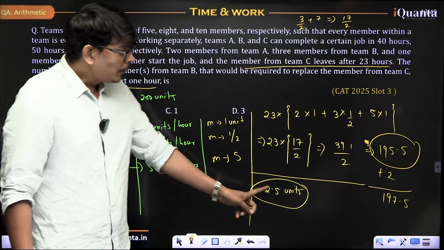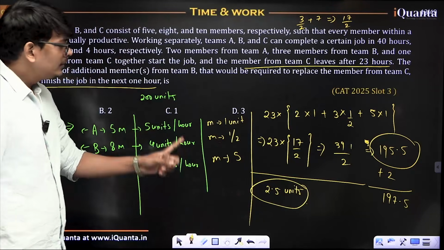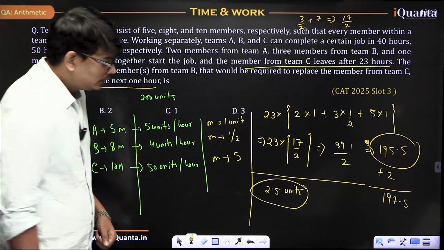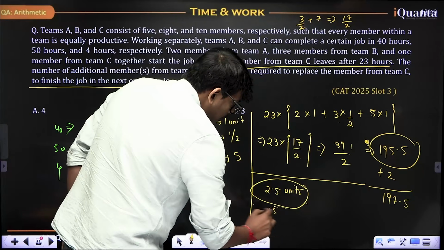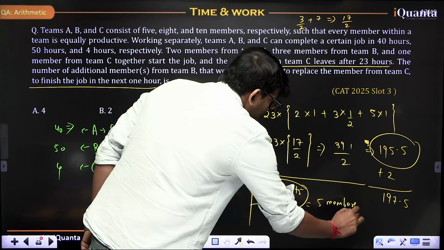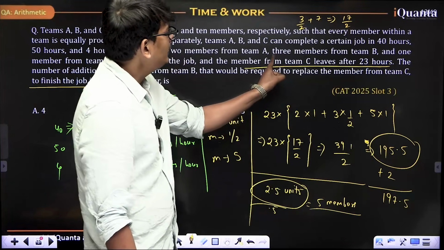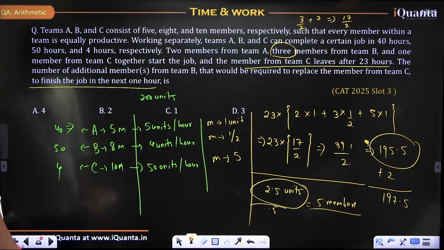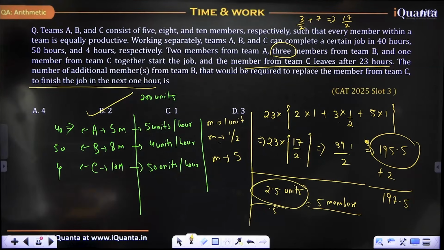Now 2.5 units of work is done by members of team B. The efficiency of team B members is 1/2. So we require 5 members from team B. How many members are present from team B? 3 members. So we need 2 more members. So that's why the answer is option number B.